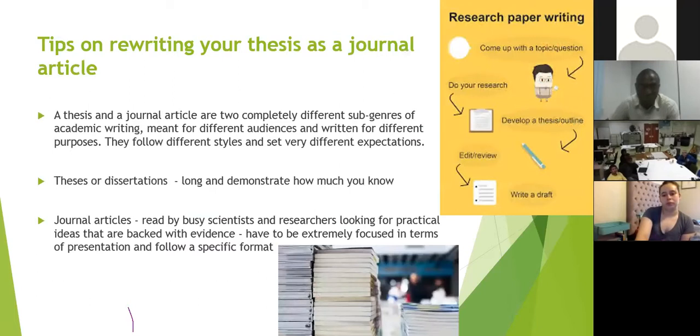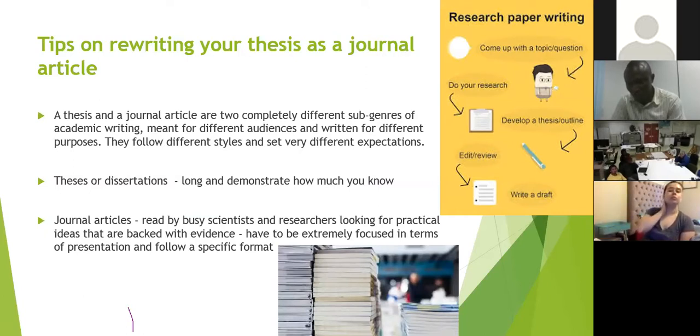And remember that we are students and we are researchers, and there are different objectives why we conduct our experiments or why we do our research. As a student, you try to write your thesis. But if you want a wider audience to read it, then you need to rewrite that thesis as a journal article. So a thesis and journal articles are really two different subgenres of academic writing. They are meant for different audiences and are written for different purposes. They follow very different styles and set different expectations.